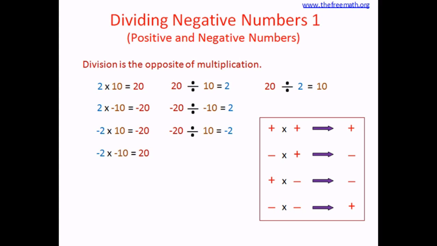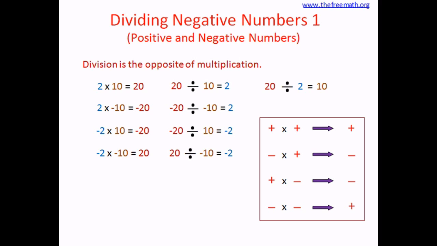Now let's consider another multiplication. In this case, both the numbers that we multiply are negative. We have negative 2 multiplied by negative 10 equals 20, which is positive 20. Again, we will write the division statement, which would be the opposite of multiplication. So we write like this: 20 divided by negative 10 equals negative 2.